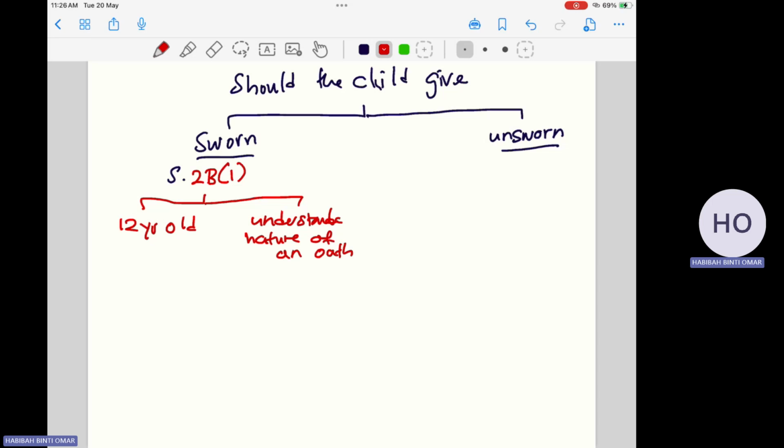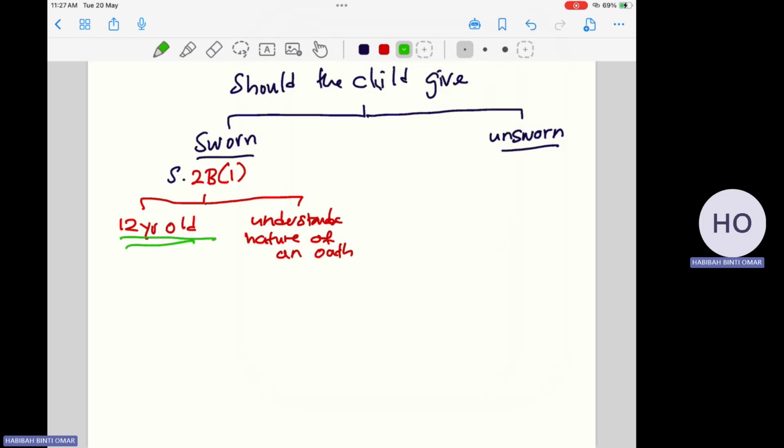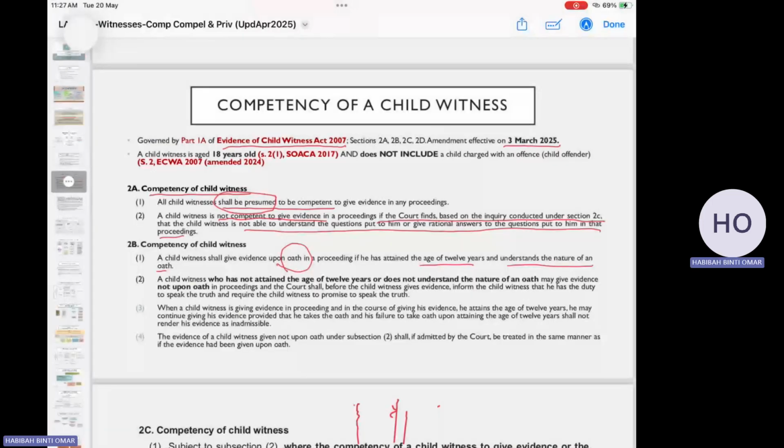So basically, section 2B has kept the age of 12 years old to be the age where the child is mature enough to give sworn testimony or to give evidence on oath. When you read into section 2B subsection 2: a child witness who has not attained the age of 12 years old or does not understand the nature of an oath may give evidence not upon oath in the proceeding.